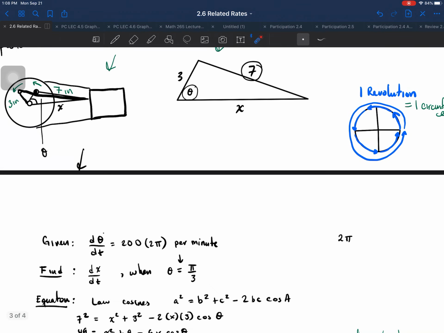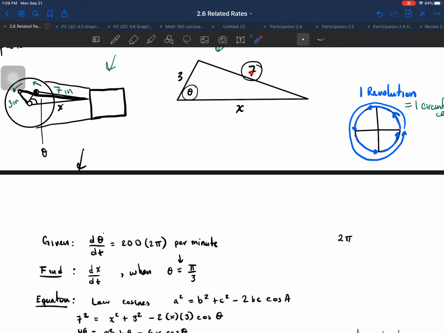Now, if we look at this and try to make sense of it, we already know what this is. So can we find a relationship between this angle and this length? Well, we cannot assume that this is a right triangle. In fact, it won't be a right triangle. So what other options do we have? Well, we have the law of cosines. The law of cosines says that we can find a relation between the sides and a specific angle. So that's going to fit perfectly.